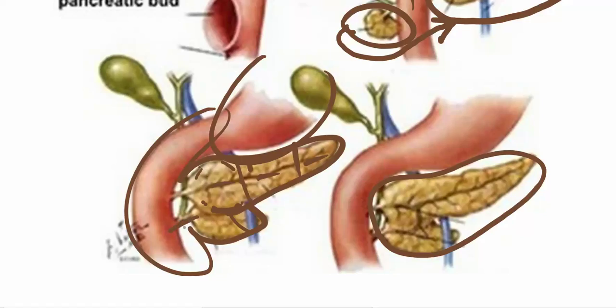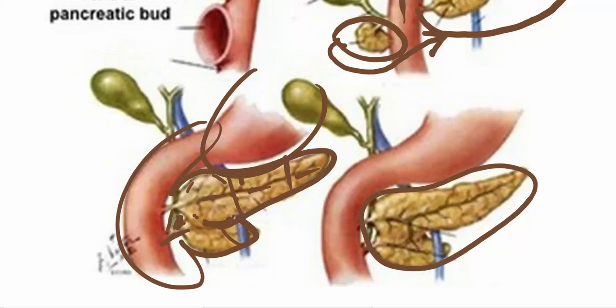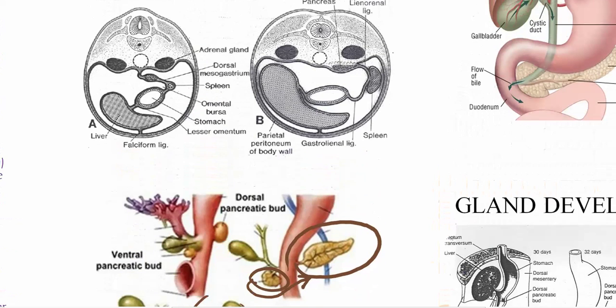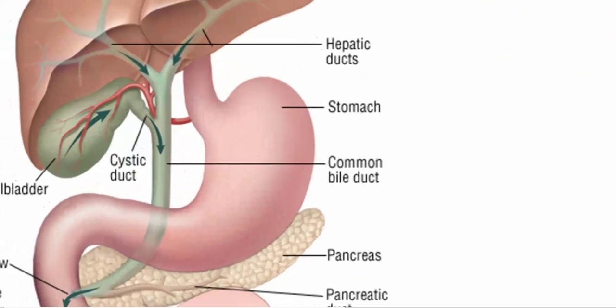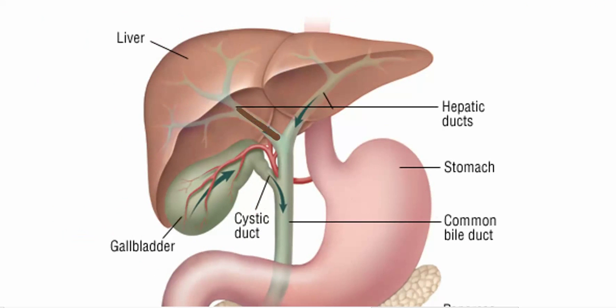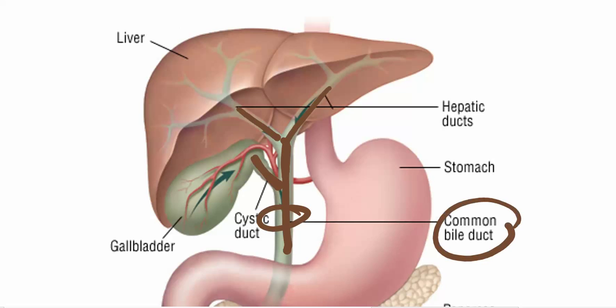And basically this is the one that the common bile duct joins with. So they're your common bile duct. Let's see here. Here we go. So here we're going to have the right and left hepatic ducts. Then we have the common hepatic duct. Then we have the cystic duct. The cystic and the common hepatic duct form the common bile duct.